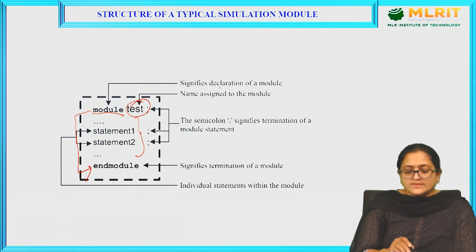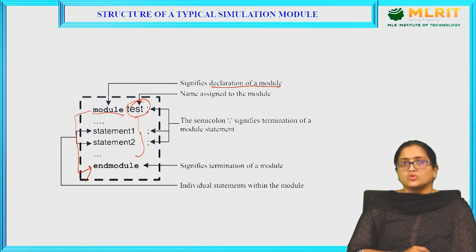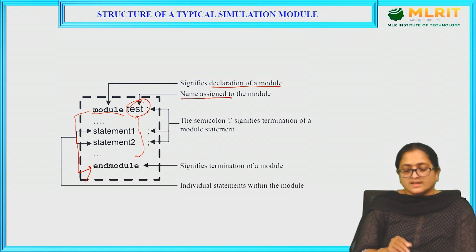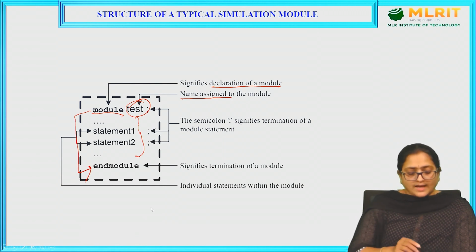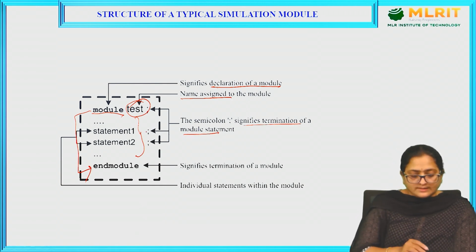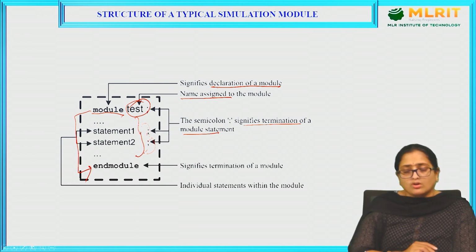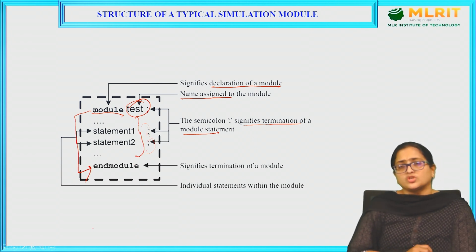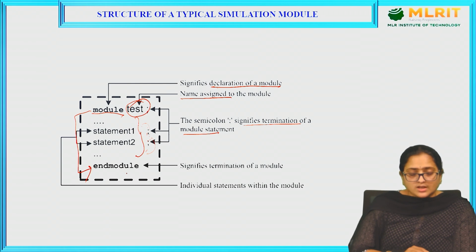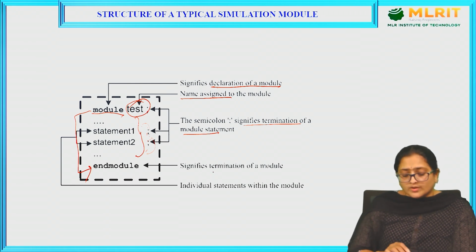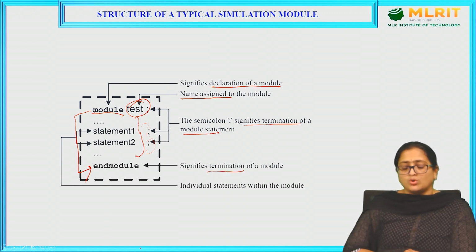Module signifies the declaration of the module, and the name represents the name assigned to the module. This semicolon signifies the termination of the module statement. These statements give the operation, that is, the program or code which you write, which has to be terminated with a semicolon. It has to end with the keyword called endmodule, which signifies the termination of the module.